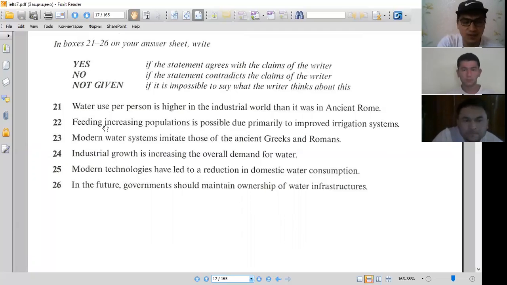Okay, next one. Feeding increasing populations is possible due primarily to improved irrigation systems. So irrigation systems. O'sib kelayotgan aholini demak boqish deyapti. Xo'p, asosan yaxshilangan irrigatsiya tizimlari tufayli bo'lishi mumkin deyapti. Qani ko'ramiz endi.